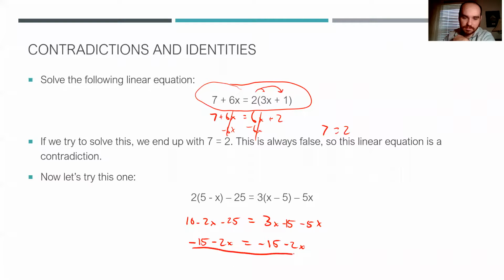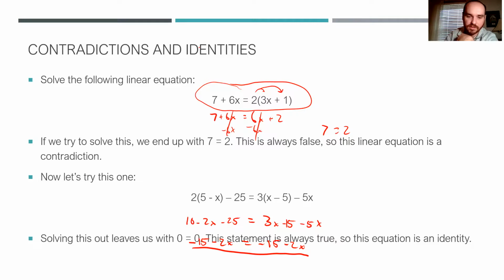These are the same, right? We could solve these out. We could add 15 to both sides and add 2x to both sides, and we would end up with 0 equals 0. So if we solve this out, we end up getting 0 equals 0 right here. And this statement is always true. So this equation is an identity. These are basically the exact same things. They're just written in different ways.